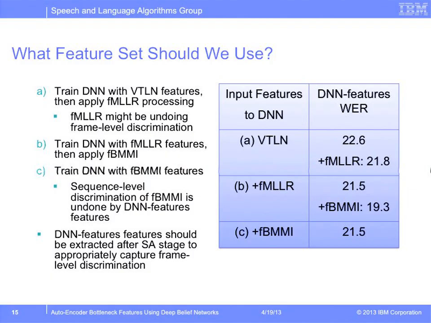Two FMLRs? No, you could probably, but I mean, this is trying to be the fairest comparison as possible, right?